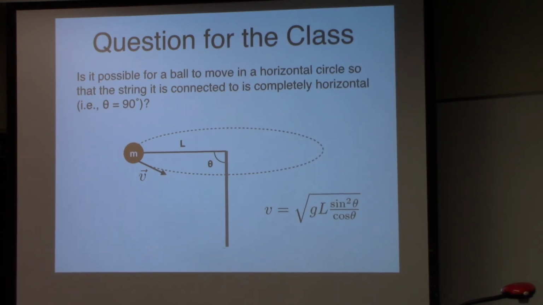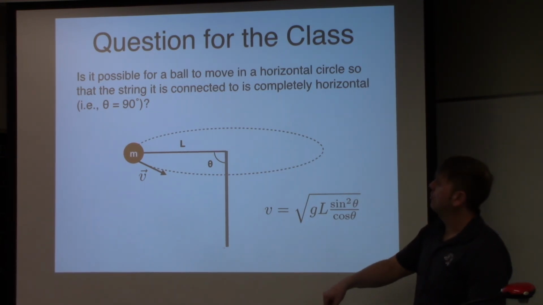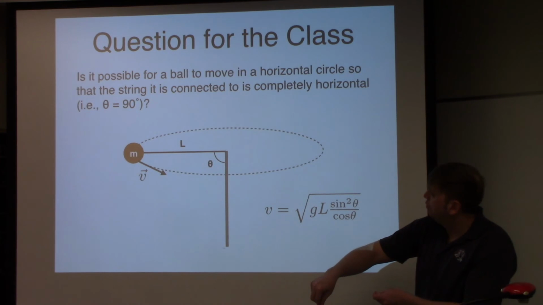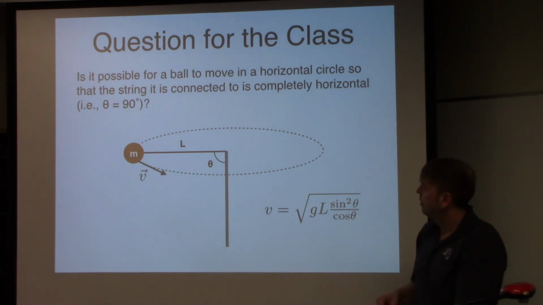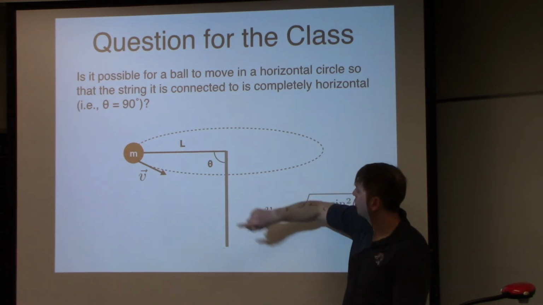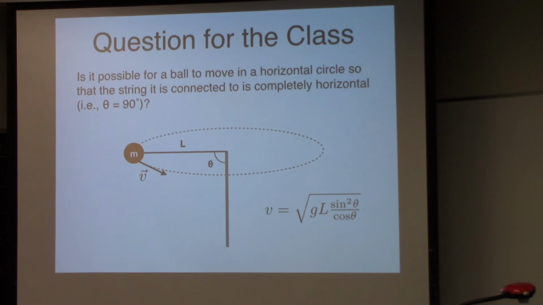So now I've got a follow-up question. Is it possible for the ball in the previous question, the one that's, again, moving in a horizontal circle like this, is it possible for it to move so fast that the string it's connected to becomes completely horizontal? In other words, the angle theta from before, can that actually go to 90 degrees? Is it possible in any way for this to happen?